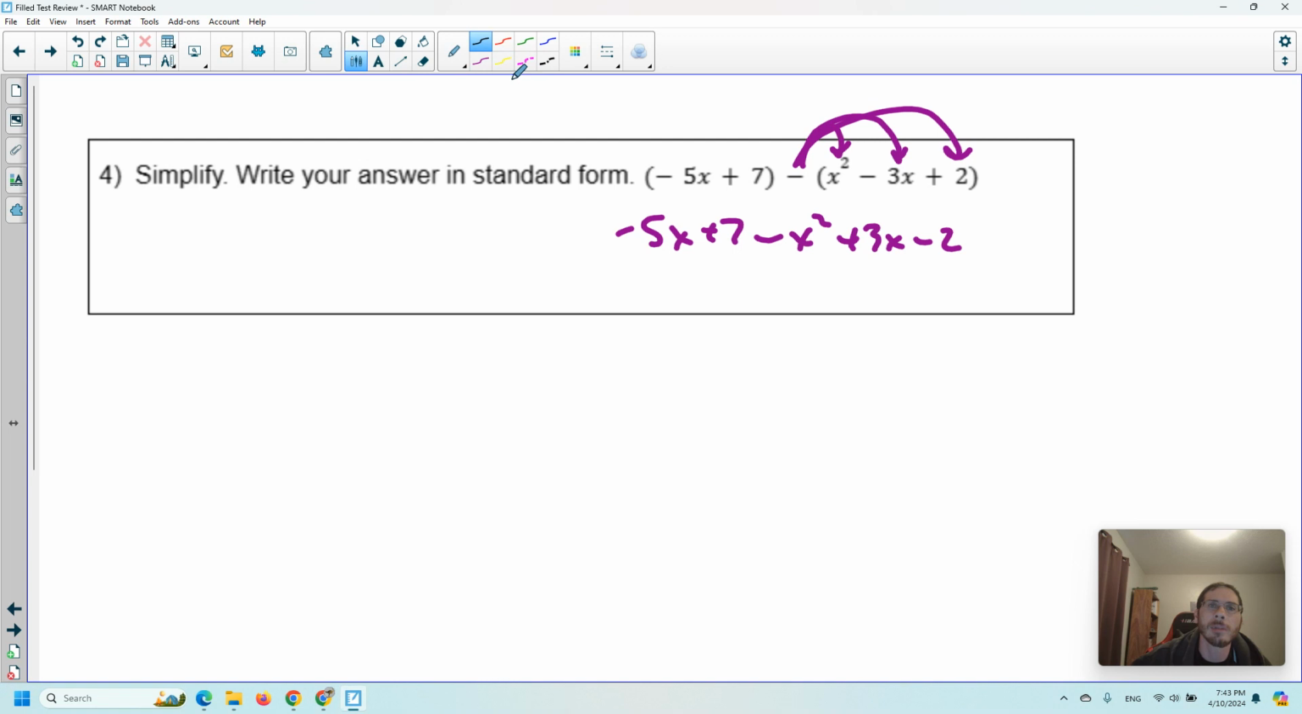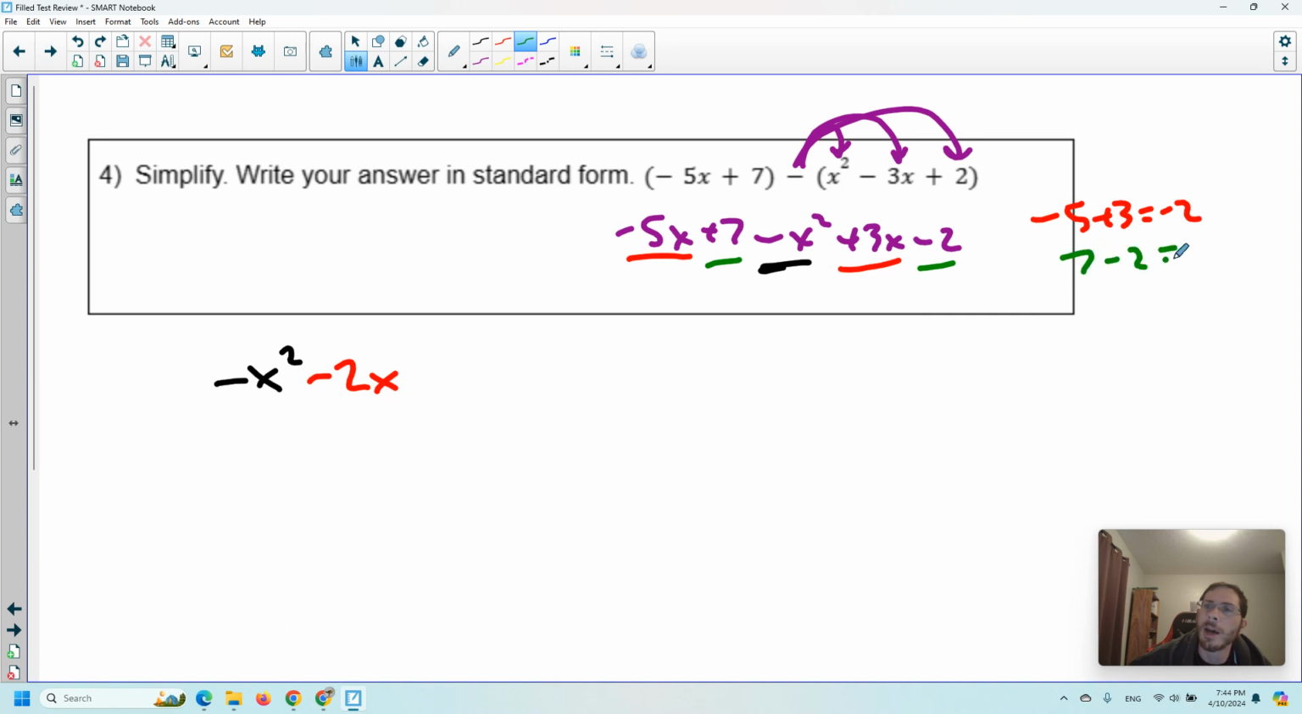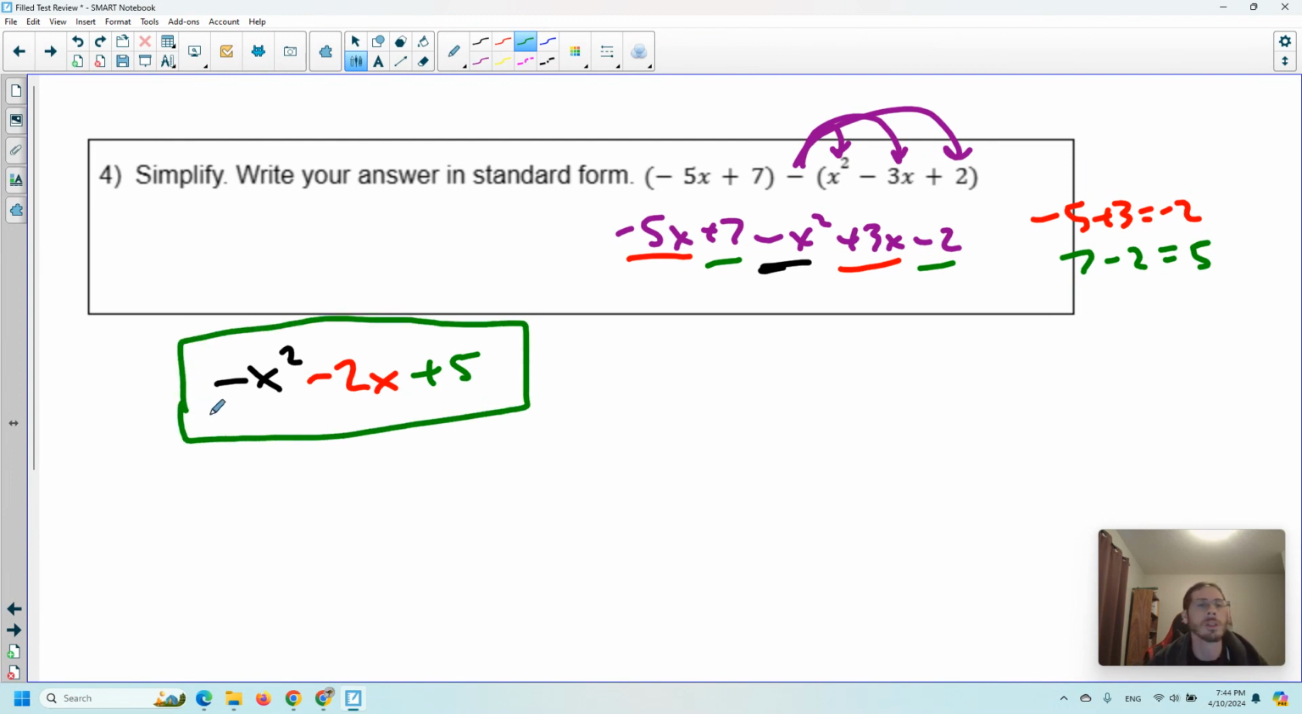Now, just like last time, we look for the highest exponent, and there's a minus x squared. That's not going to combine with anything. Negative 5x plus 3x, so negative 5 plus 3 is negative 2x. And then I got 7 and negative 2, so 7 minus 2 is 5. So I get plus 5. And then we're all set. So again, not too crazy. We just have to be careful with the negative sign that flips everything after it that's in the parentheses.